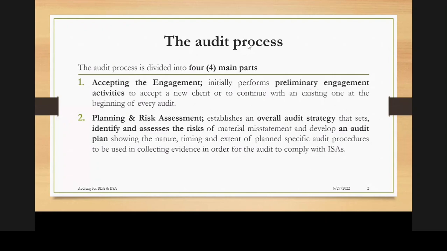The first part is the accepting of an engagement. An engagement is like that assignment where a client, we call them audit clients, approach an audit firm, and then they say, we have appointed you to do the assurance services for us. As an auditor, you have to carry out what we call preliminary engagement activities before you accept any new client, or you renew your relationship with the same client that you had in the previous year.